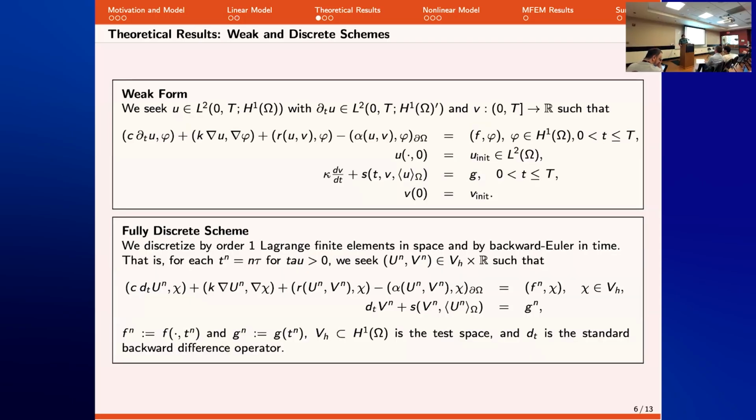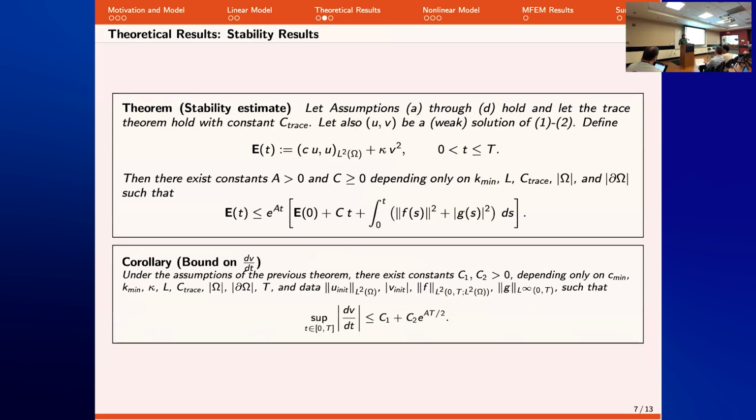So I have only about 2 minutes left. In a paper that's coming out very soon, I alluded to, we discretize this. We have a weak form. The relevant part is order 1 Lagrange finite elements on an unstructured mesh. We are doing backward Euler time stepping. So all pretty standard stuff.